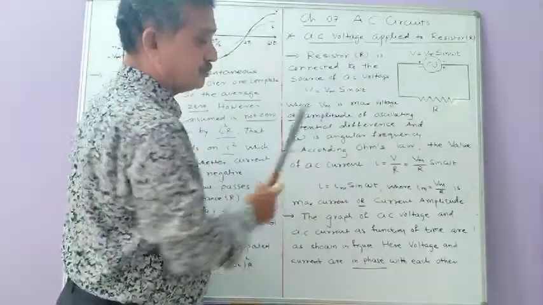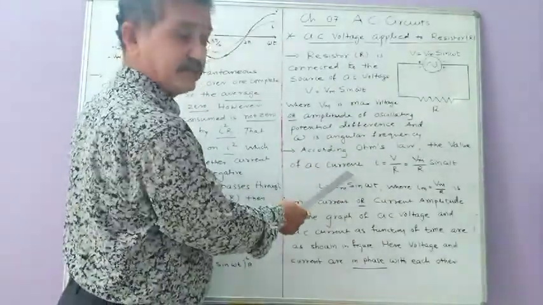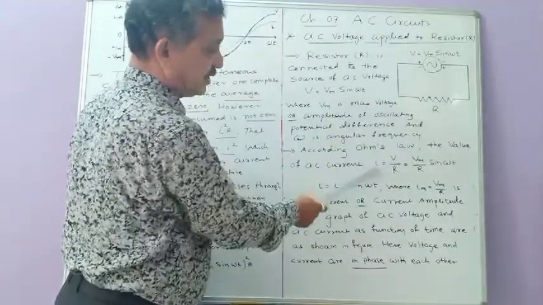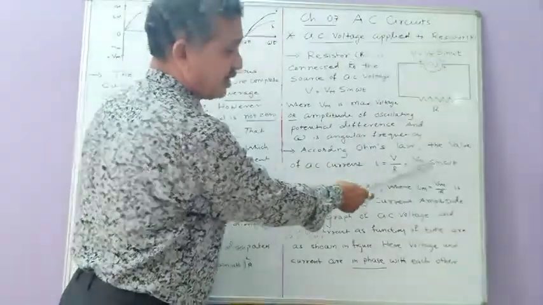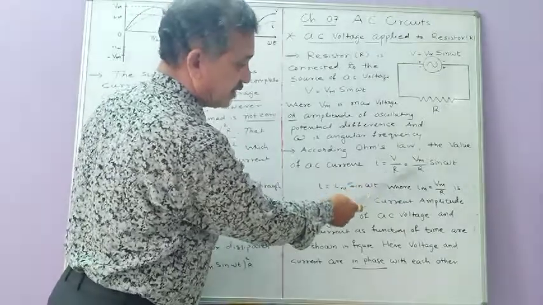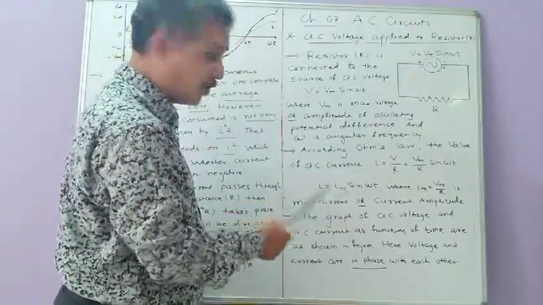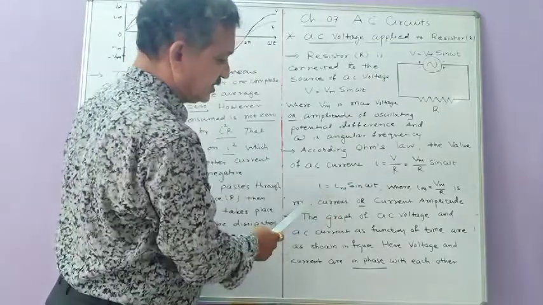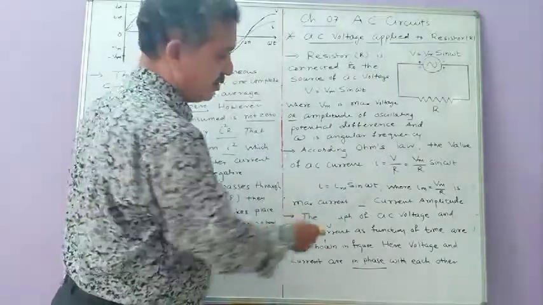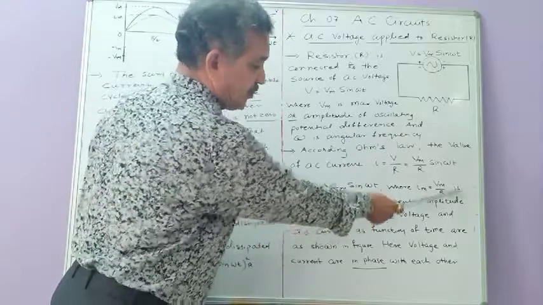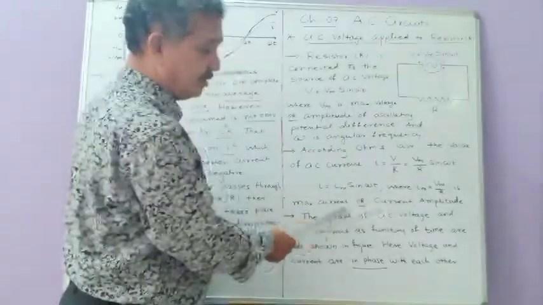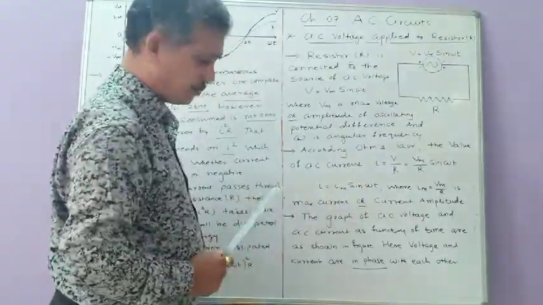According to Ohm's law, now we can determine the AC current. The AC current flowing through this circuit equals V upon R, that is Vm sin omega t upon R, but we take this Vm upon R as the maximum current, or the amplitude of current. So this can be written as I equal to Im sin omega t, where Im equal to Vm upon R is the maximum current, or the current amplitude.